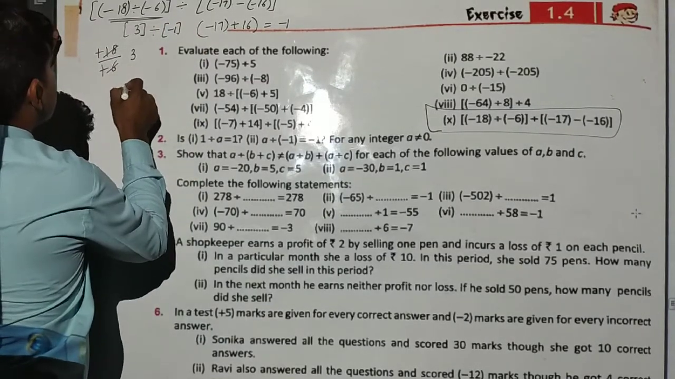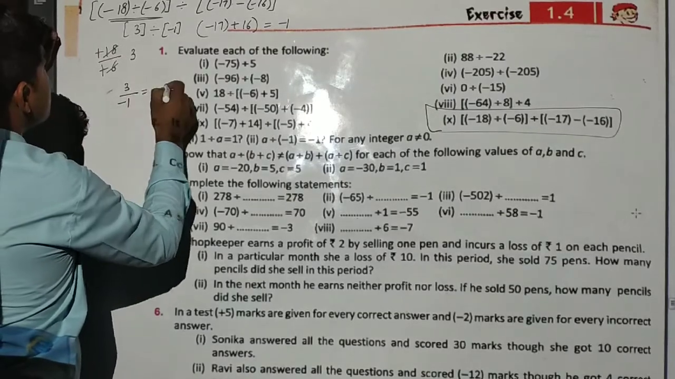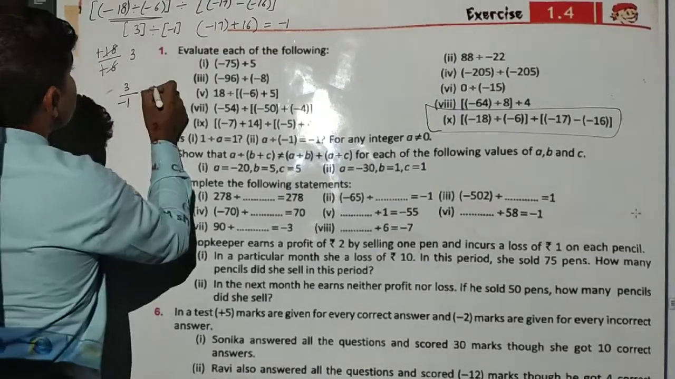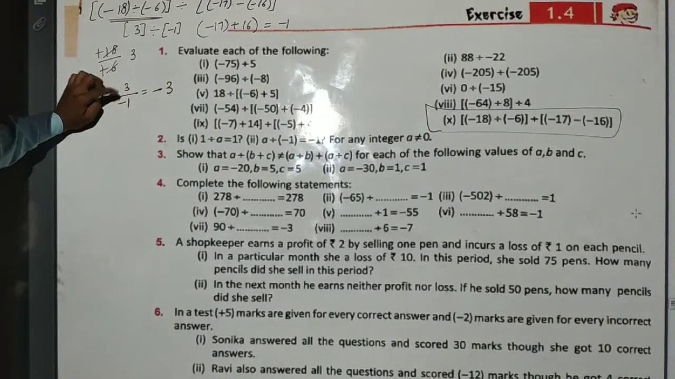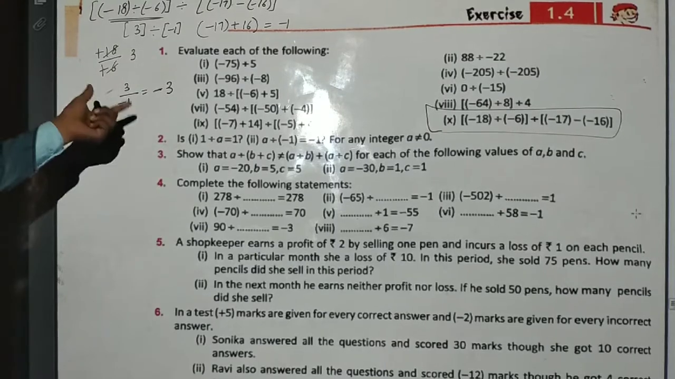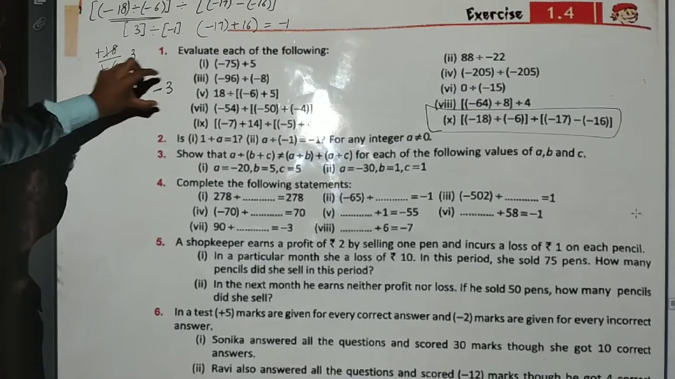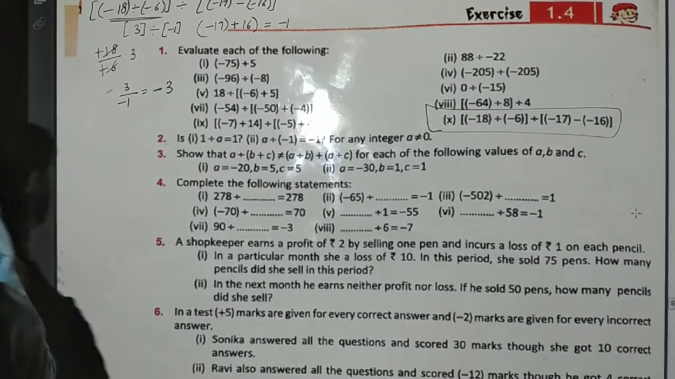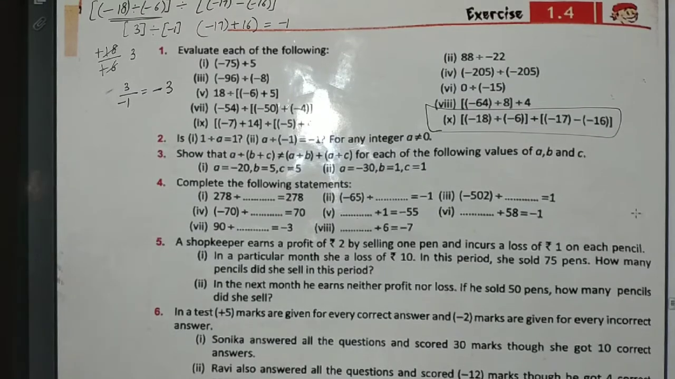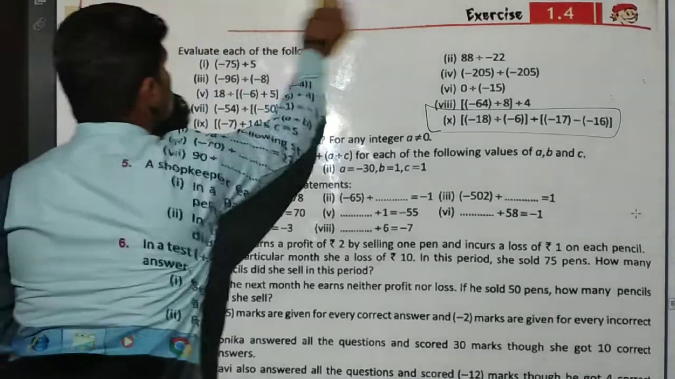So now we have to divide 3 by minus 1. The result is 3, but the sign is negative because the numerator is positive and the denominator is negative, so the overall sign is negative. We also know that when an integer is divided by 1, we get the same integer. So this is the property of division of integers. By this method we can solve this type of question. So you have to use these methods and solve these questions.